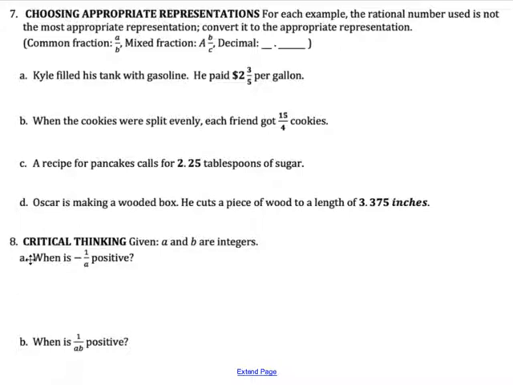And then number 8, critical thinking. This is good for help preparing you for some questions on the test. Given that a and b are integers, when is the opposite of 1 over a positive? So for what values of a will the opposite of 1 over a be positive? Write a little description of what values of a will do that. And when is 1 over a times b positive? And give a quick little description. One thing I might note is a and b on both of these, since they're being divided, they cannot be 0. So you might want to take that into account.